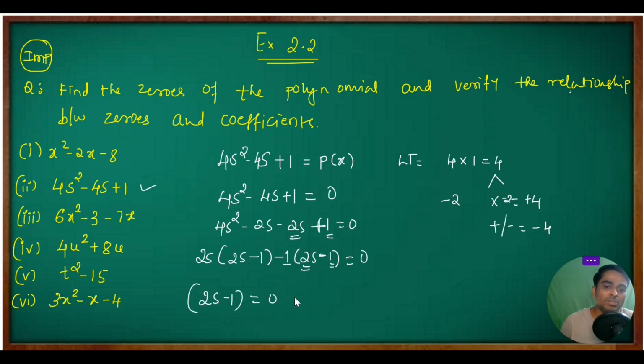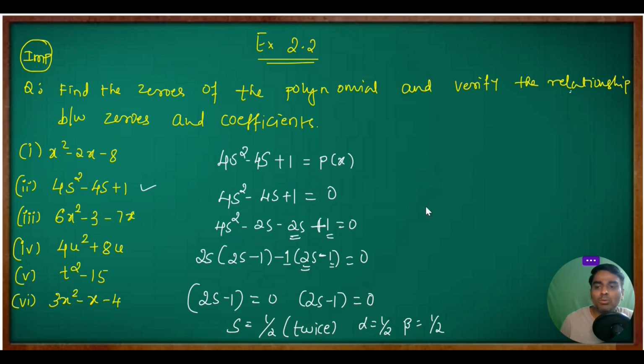So we have the bracket 2s minus 1 equal to 0, and another bracket, also 2s minus 1 equal to 0. So s will be equal to half, and how many times? Twice. 2 times half is coming. So our zeros are alpha equal to half and also beta equal to half only. Now let me verify the relationship between the zeros and the coefficients.